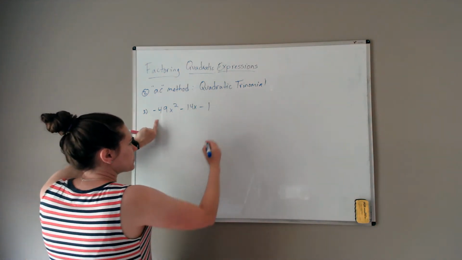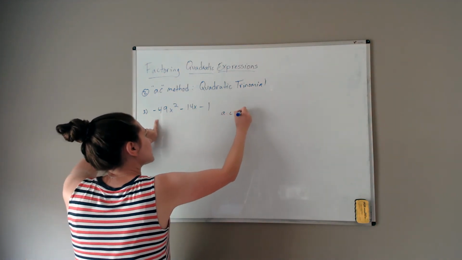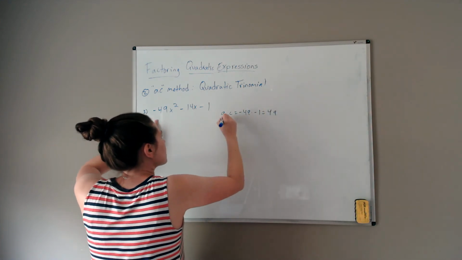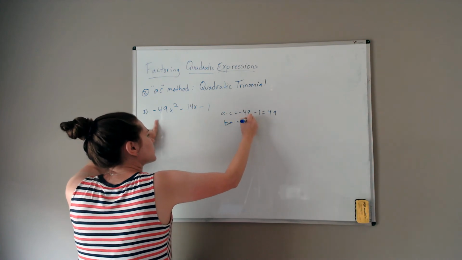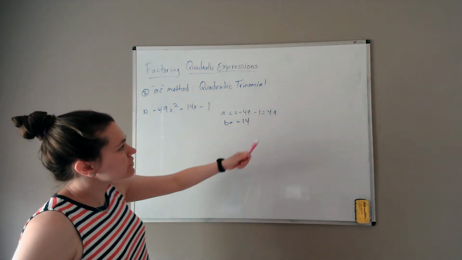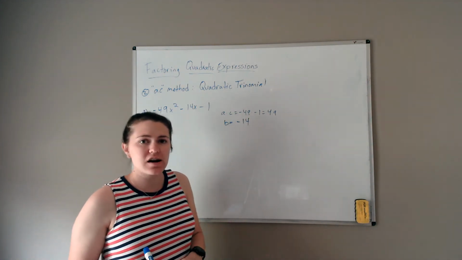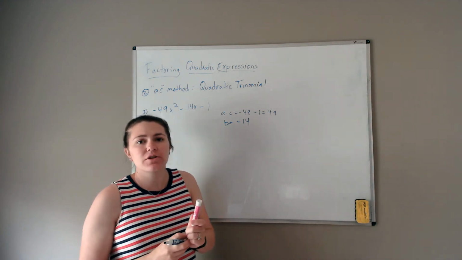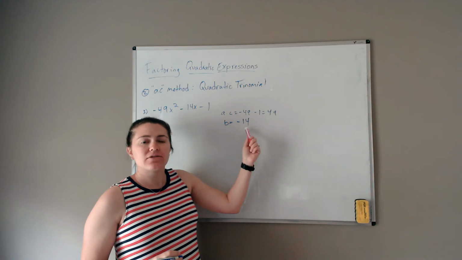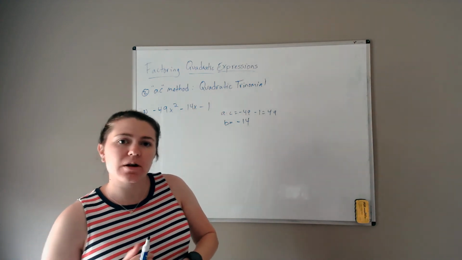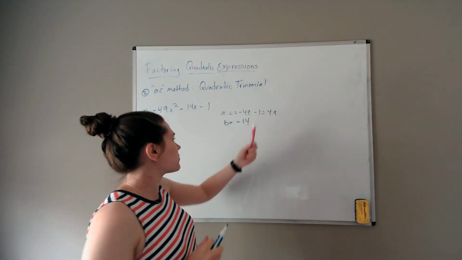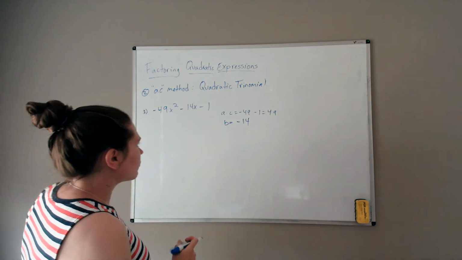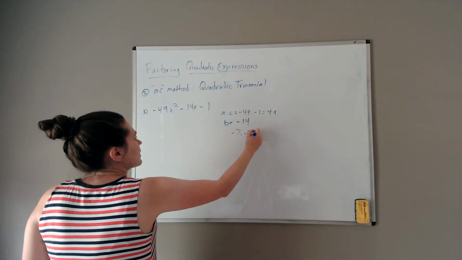ax squared plus bx plus c, so a times c, negative 49 times negative 1, that's 49. B is negative 14, so we need to think of two numbers that multiply together to give you 49, and add together to give you negative 14. So if they multiply together to give you a positive, and they add together to give you a negative, that means both of these numbers must be negative. So what two numbers multiply together to give you 49 and add together to give you negative 14? That's going to be negative 7 and negative 7.